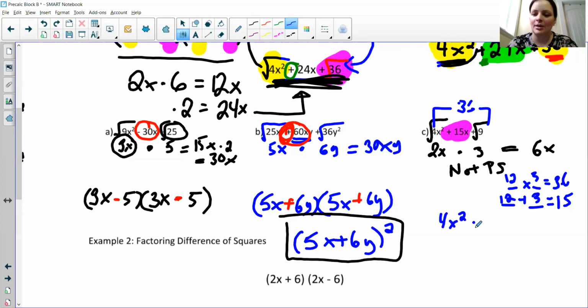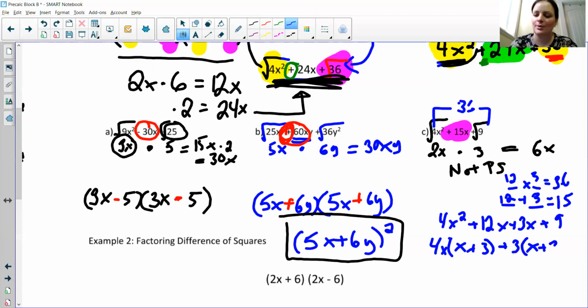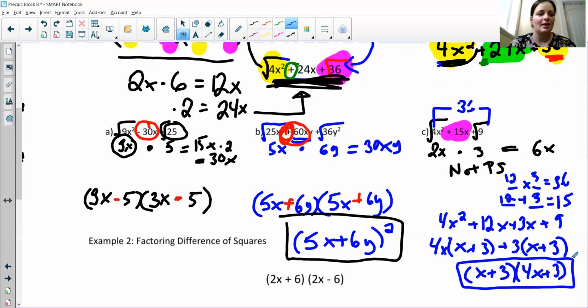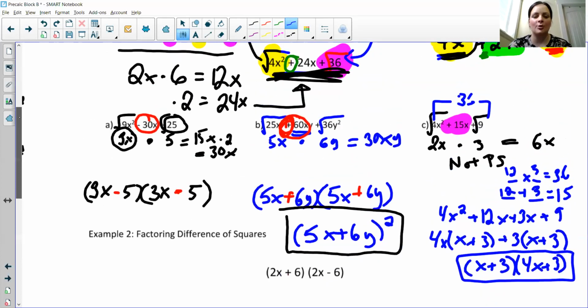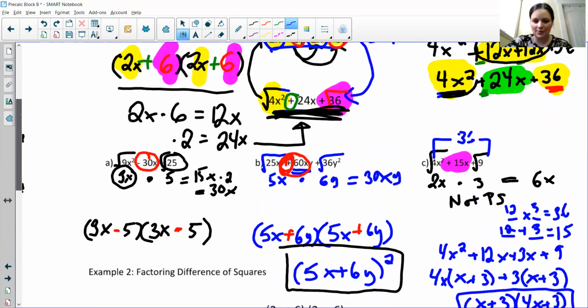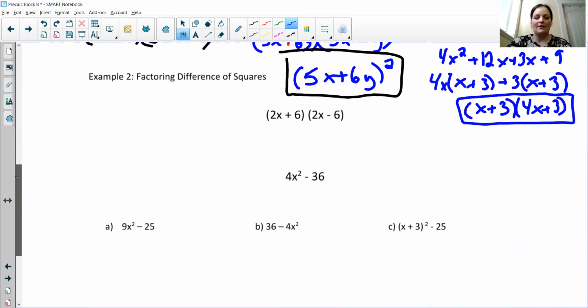4x squared plus 12x plus 3x plus 9. I'm going to factor out 4x from both these first two terms, leaving me with x plus 3. And then I'm going to factor out the 3, which leaves me with x plus 3. And my factors are x plus 3 times 4x plus 3. And there I be. Okay. And that is the special trinomial where it's a trinomial square. Okay, perfect square trinomial. Hopefully that rang some bells.